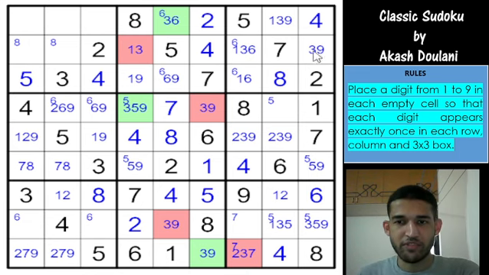So in column 9, if you look at, these two cells are the only cells which can take the 3. And now comes the really interesting step about this Sudoku, guys. So if both of these cells are on, we know that either both of these cells are on or both of these cells are off.